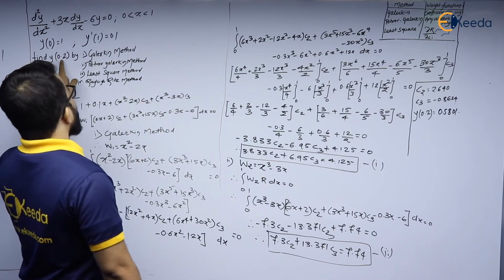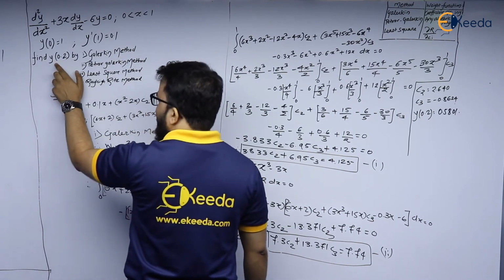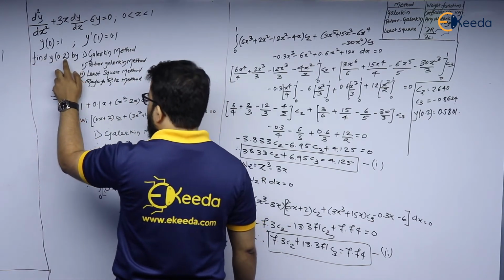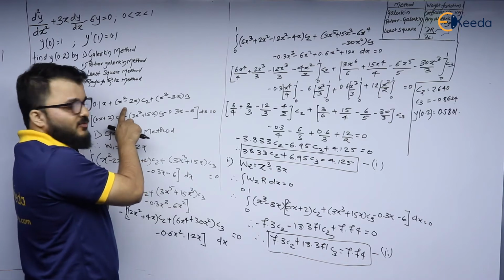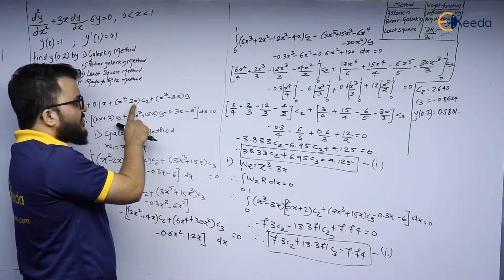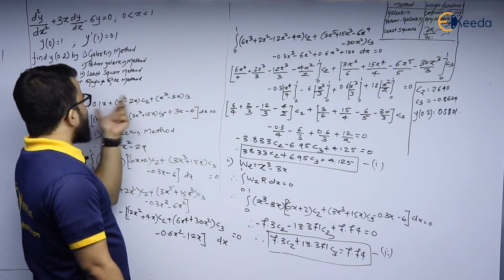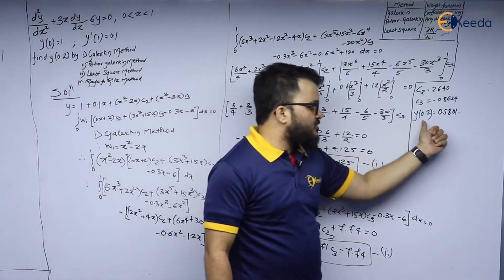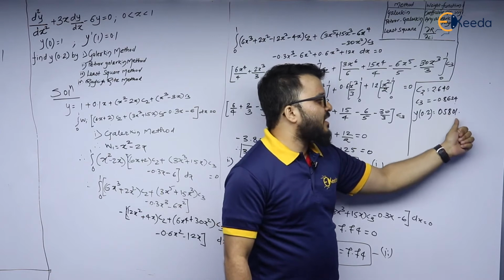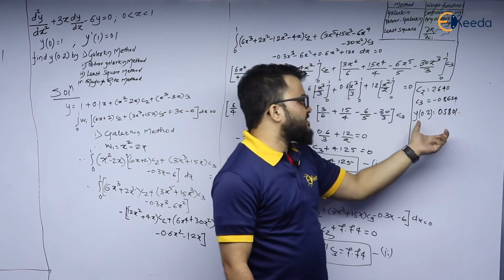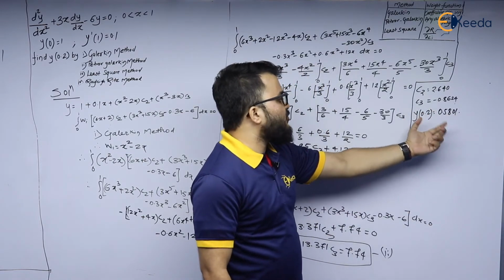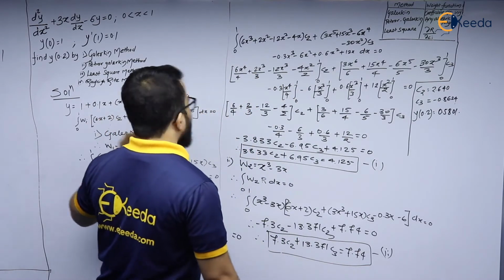So this means that we have to find the value of y when x is 0.2. So simply you will put x is equals to 0.2 in this equation, along with the C2 and C3 values. After putting these in, I will get y of 0.2 is 0.5801. So that's the end of our y of 0.2 by using the Galerkin method.